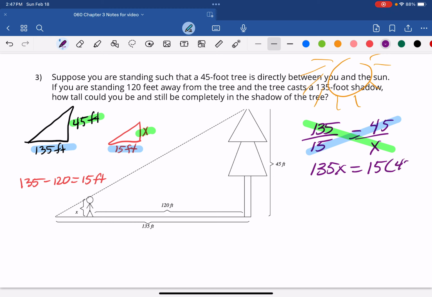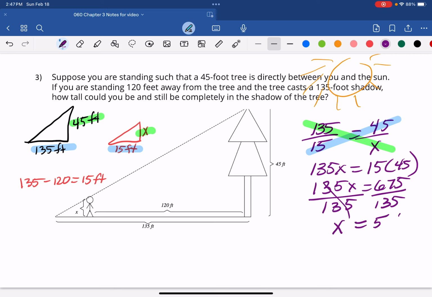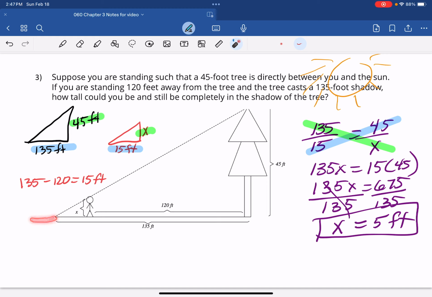15 times 45 is 675. And 675 divided by 135 is 5. I need to be 5 feet tall, which I am not. I am taller than that, which means my shadow is going to be over here, going much further than the shadow of the tree. But that is using proportions for triangles.